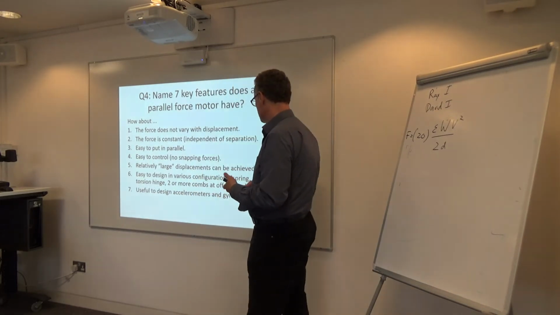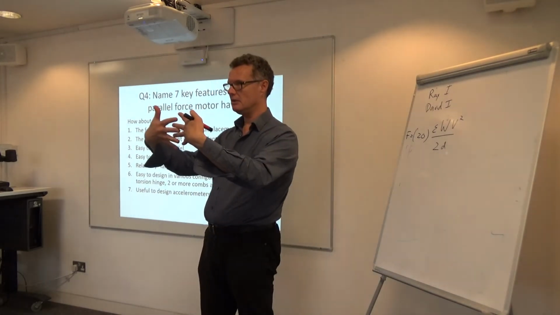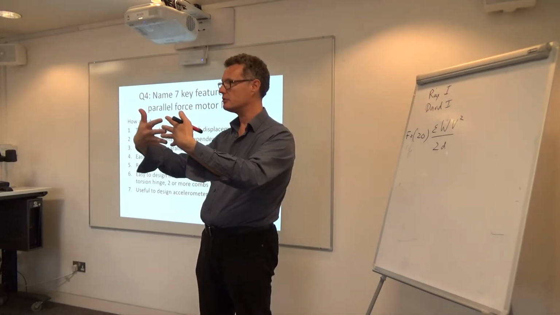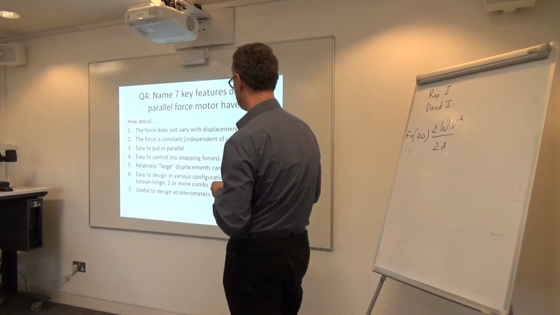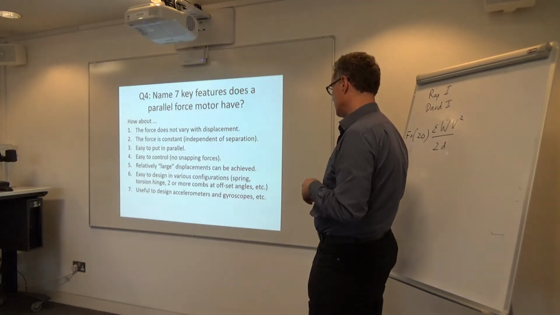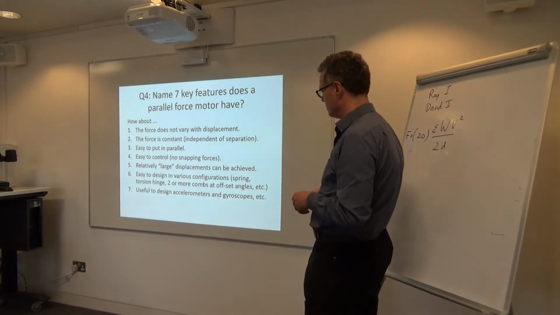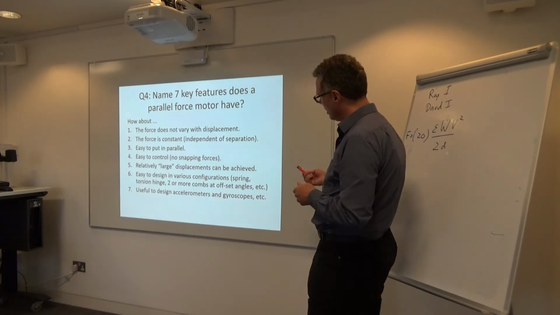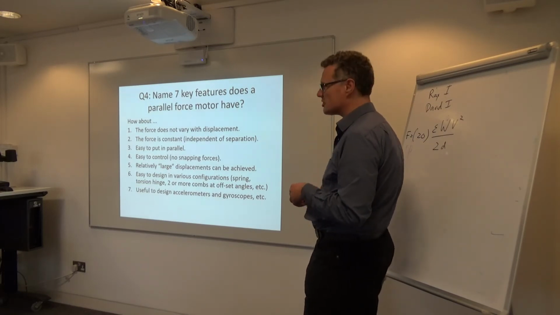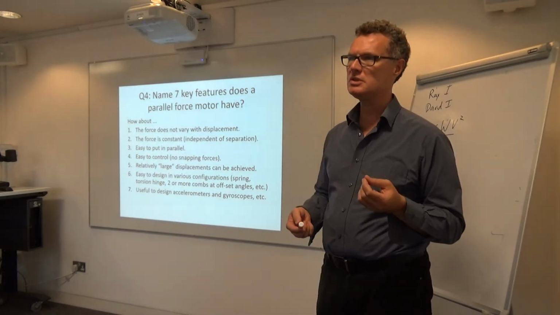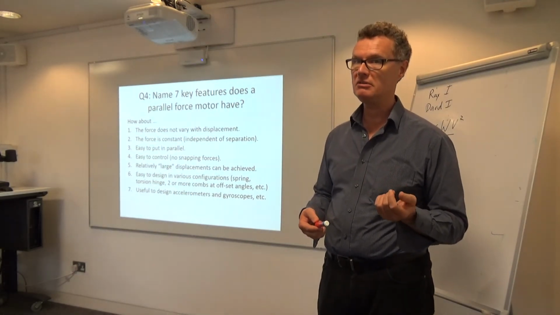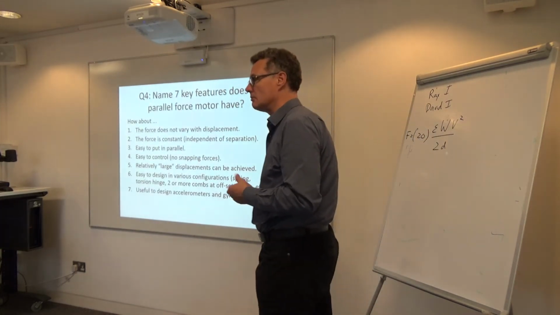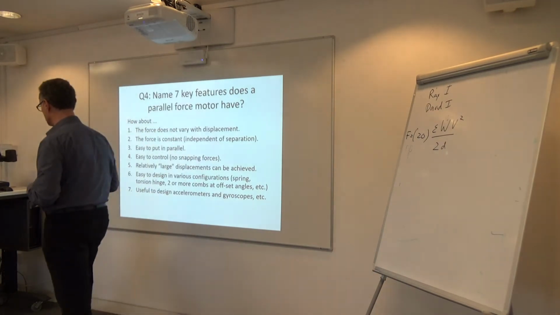Relatively large displacements can be achieved. So you can actually virtually almost pull it out and you can still get the same force virtually. Easy to design in various configurations, so you can have them in terms of looking at torsion, gyroscope type actions and so on. What kind of other features? Think about what application we could be using. If I told you the word gyroscope, then you could be thinking accelerometer, probably, or some sort of gyroscope in your phone.